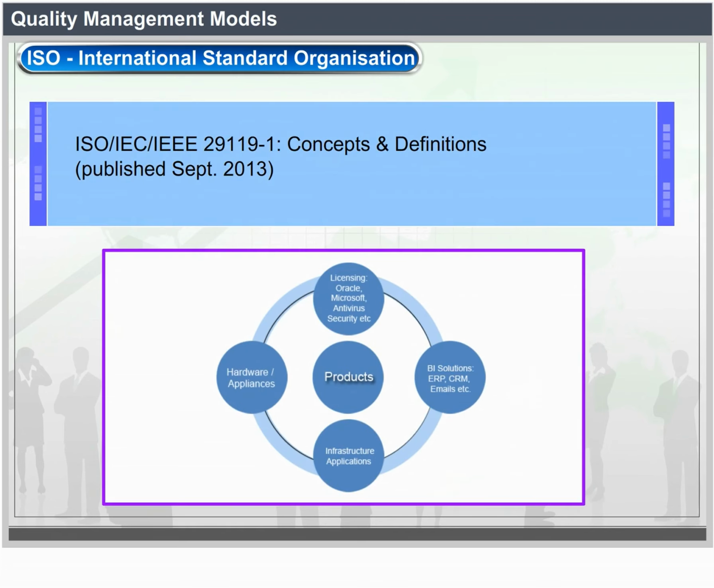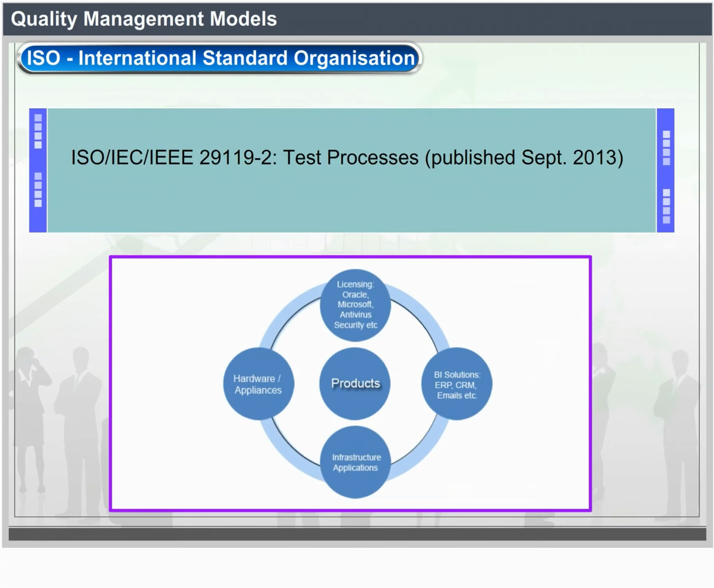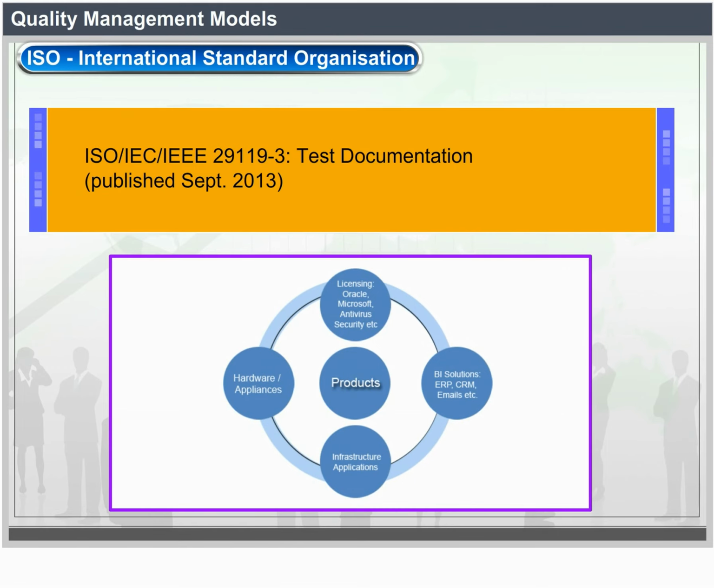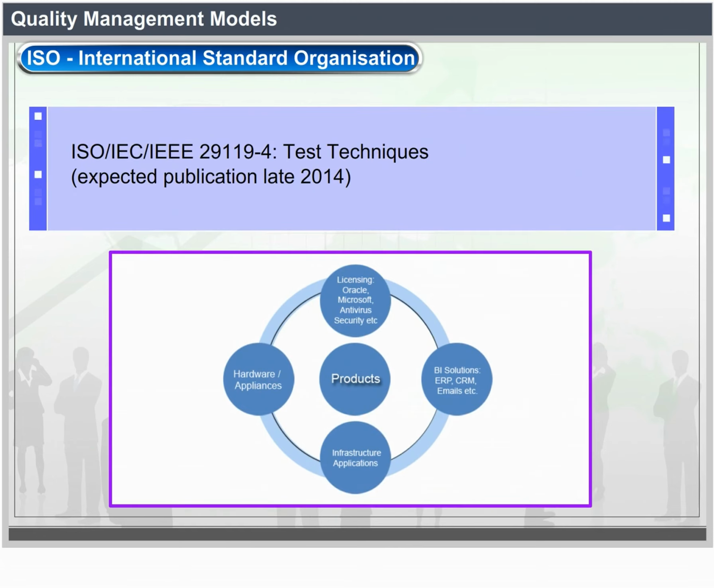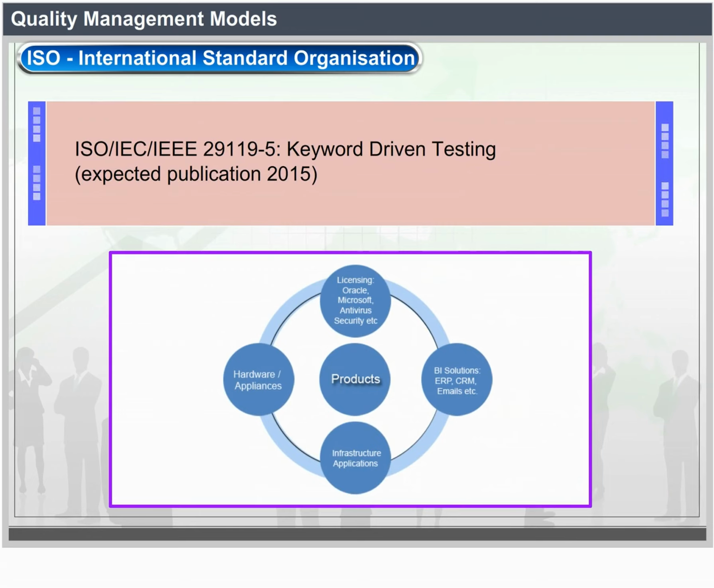ISO IEC IEEE 29119-1 Concepts and Definitions, published September 2013. ISO IEC IEEE 29119-2 Test Processes, published in September 2013. ISO IEC IEEE 29119-3 Test Documentation, published September 2013. ISO IEC IEEE 29119-4 Test Techniques, expected to be published in late 2014. ISO IEC IEEE 29119-5 Keyword-Driven Testing, published in 2015.